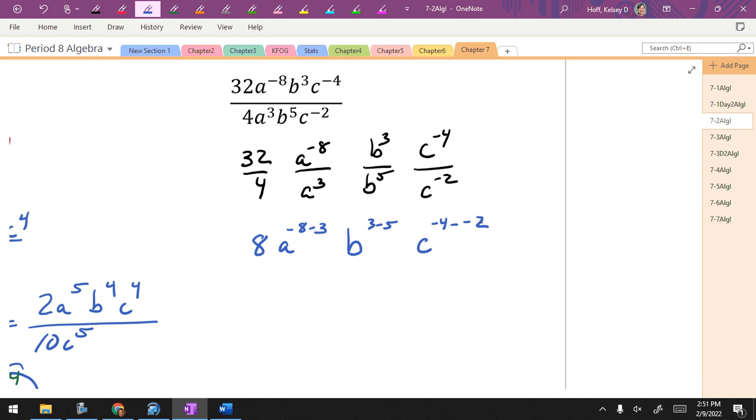So I'm going to caution you right here. When I grouped everything, 32 divided by 4 is 8. I keep my base of A, negative 8 minus 3. Base of B, 3 minus 5. Base of C, be careful here, negative 4 minus a negative 2. Do you understand why? You always subtract, and the bottom one ends up being a negative.